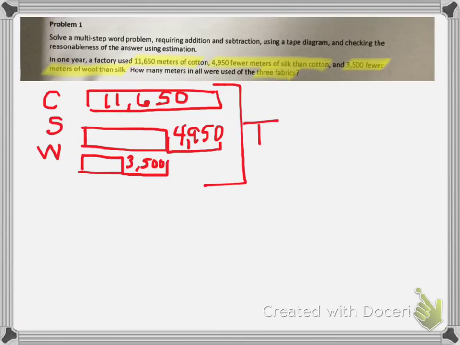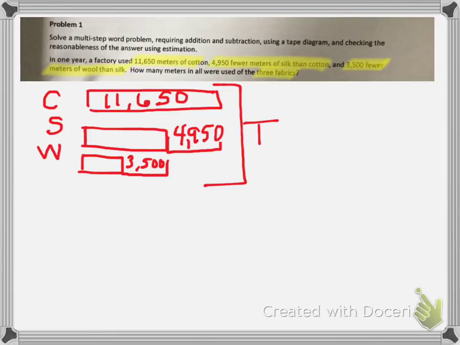Okay, first one. I went ahead and highlighted some numbers already, and I did the tape diagrams. Let me go ahead and read it to you. In 1 year, a factory used 11,650 meters of cotton, 4,950 fewer meters of silk than cotton, and 3,500 fewer meters of wool than silk. How many meters in all were used of the 3 fabrics?